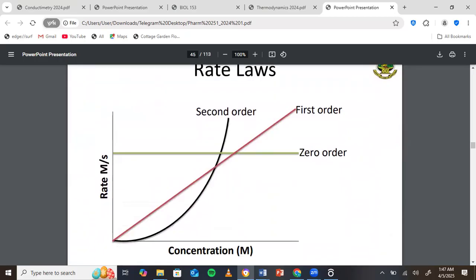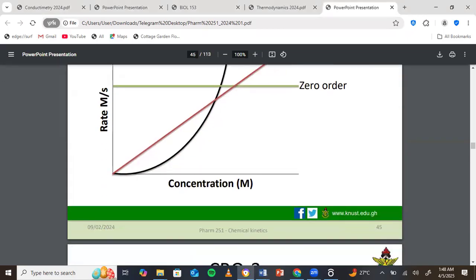Now, this is a graphical representation of the rate law. If it's zero order, it means the rate is constant. So this is the horizontal green line. It won't change. The rate is constant, as you can see here. Now, if it's first order, it means a proportional increase in concentration will lead to an equivalent increase in rate. And so we have a straight line like this. And if it is second order, then it's an exponential increase, like a quadratic graph. There's an increase in the rate with an increase in concentration. That is why we have the curve like this.